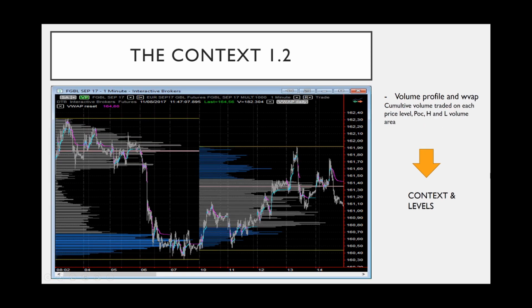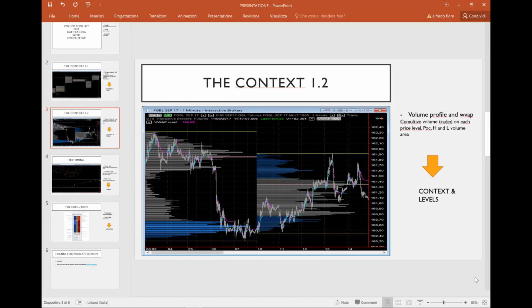The second tool I use to get a basic idea for setting up a market session is the daily and weekly volume profile, which together with the VWAP indicator gives me another important indication.